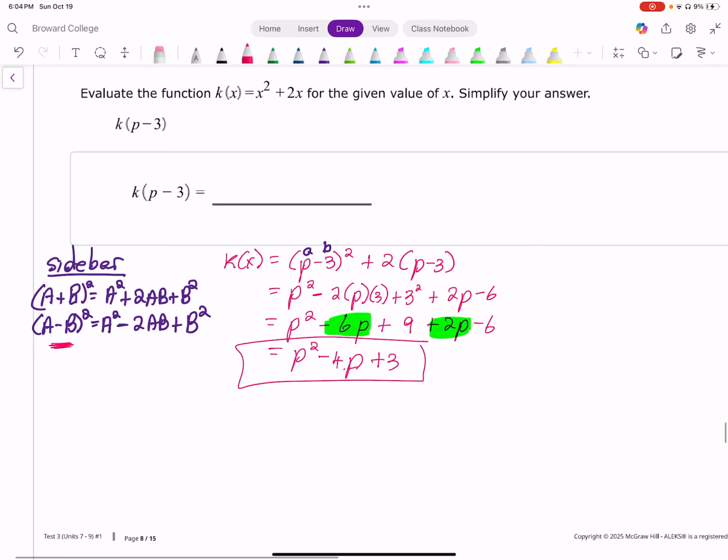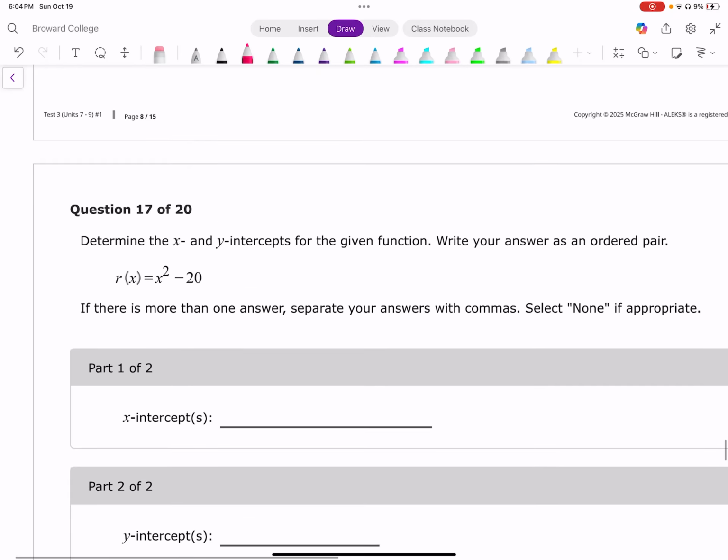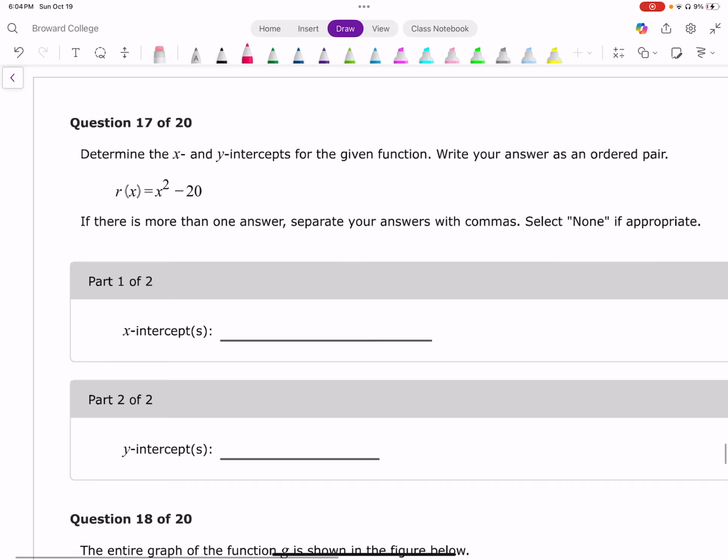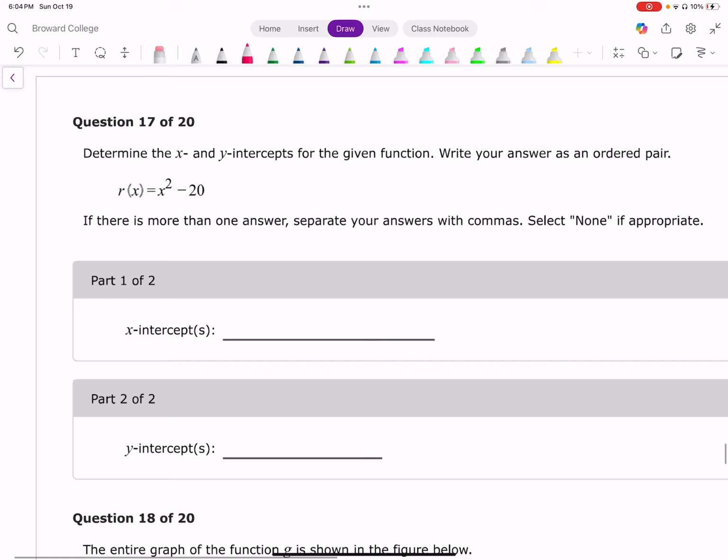Next problem that I want to look at, let me see, I have 17. 17 not too bad. Well, y-intercept is not too bad because, when you substitute to find a y-intercept, you substitute 0 for x. That's easy to solve in that case because 0 squared is 0. So therefore, your y-intercept would be (0, -20).